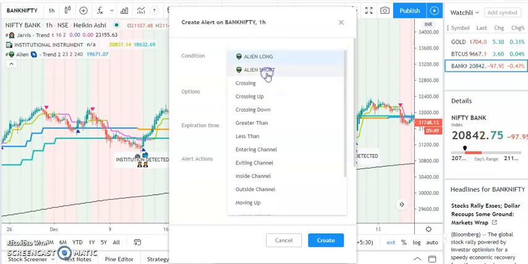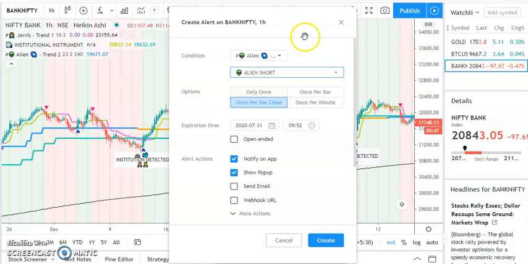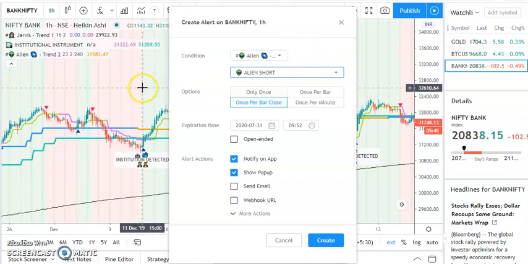Next is alien trend, alien long and alien short. Alien long and alien short are the background color. If the background color is green and you got a blue triangle, that means sure shot, it's a bull. 100% the price will go up. And if the background is pink and you got a red triangle pointing down, that means sure shot, it's a bear trend. No second thoughts at all. You should just follow it.